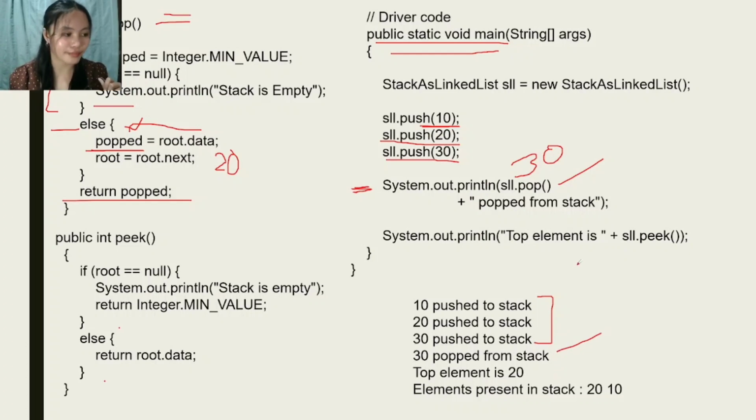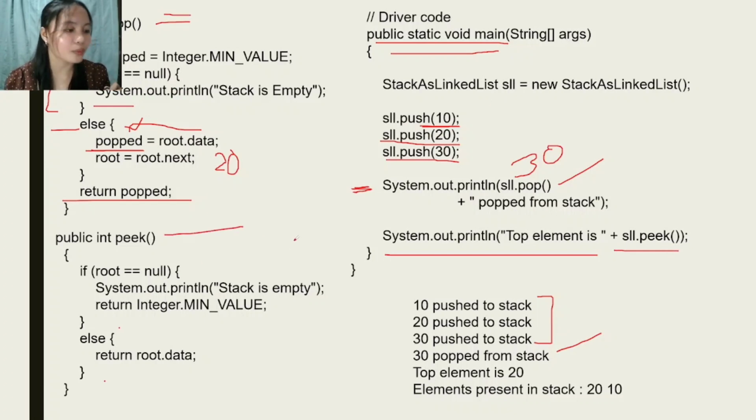Okay, so next is this statement. We will proceed to this statement. So this statement will print top element is. Since it invoked, or called, the method peek, we will go to peek, which is this one.